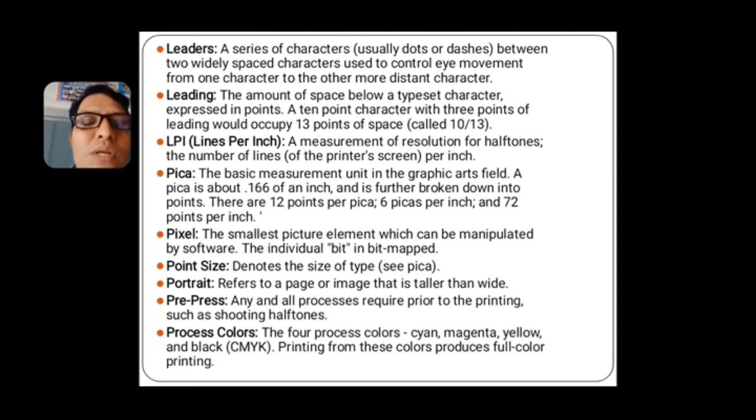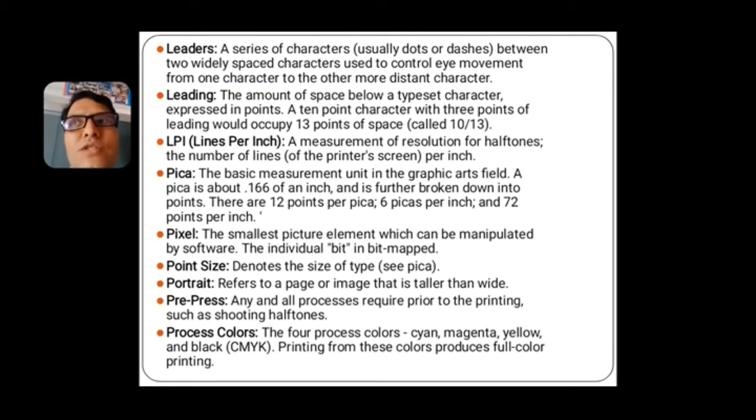And next one is pixel. As we know, a pixel is the smallest picture element, it is nothing but a dot. The smallest picture element which can be manipulated by software, the individual bit in a bitmap. As we saw in Paint, it consists of dots, the individual bits in the bitmap. So even if you want to represent it in a bitmap, the individual bit is treated as a pixel.